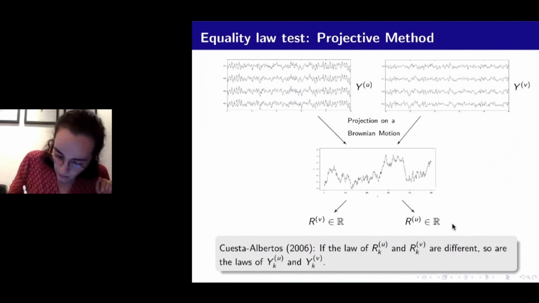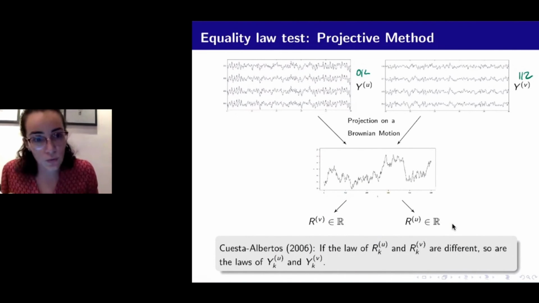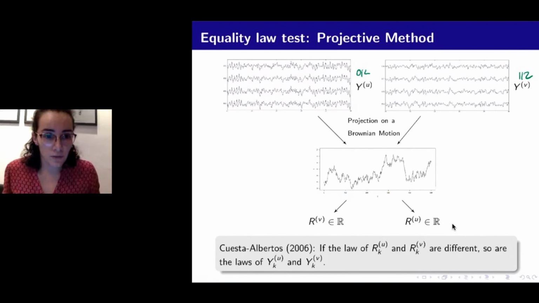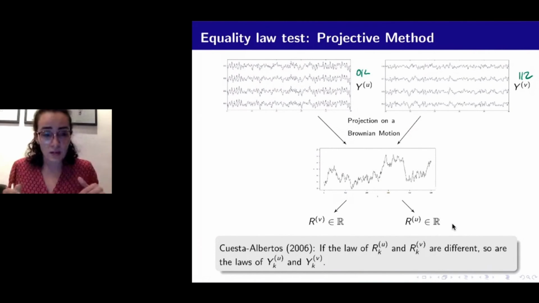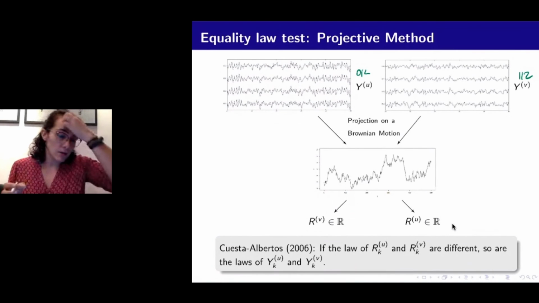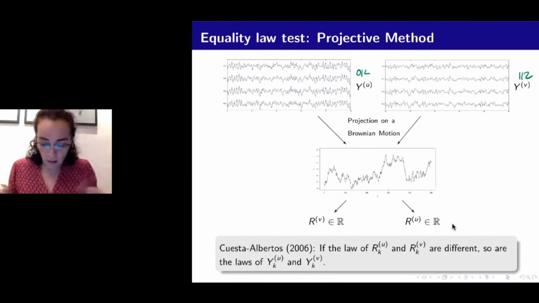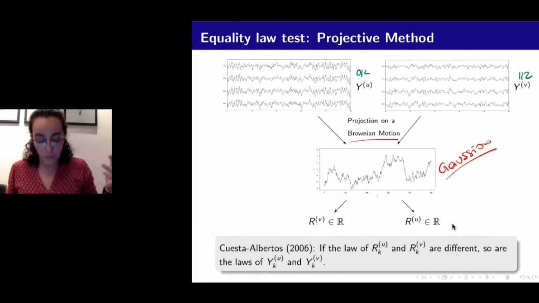So in our example, this is y of 0, 1, 2 and y of 1, 1, 2. So I have here two sets of functions, and I want to test if they have equal or different laws. And this we do through a projective method. How do we do it? For each one of the functions in these sets, I will project them in some random direction. And in order to satisfy the hypothesis of the method, we need something which is Gaussian. So this random direction has to be Gaussian. This is why we take Brownian motions, for instance, or Brownian bridges.